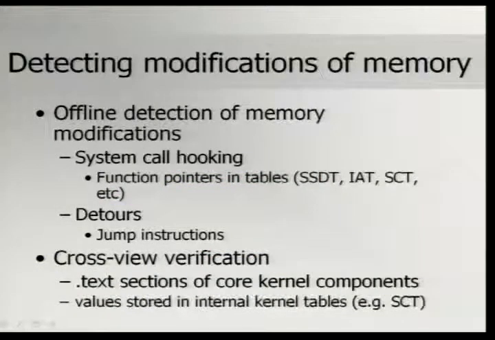And the last thing is detection of the modification of the memory. So as I said, we perform the offline detection, so the methods are a little bit different. What we can do is perform cross-view verification. We can take, for example, the kernel image file from the file system and try to compare the content of the text section with the data which are mapped in memory.